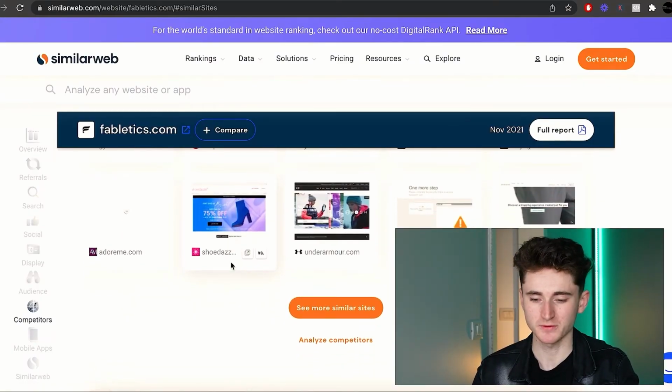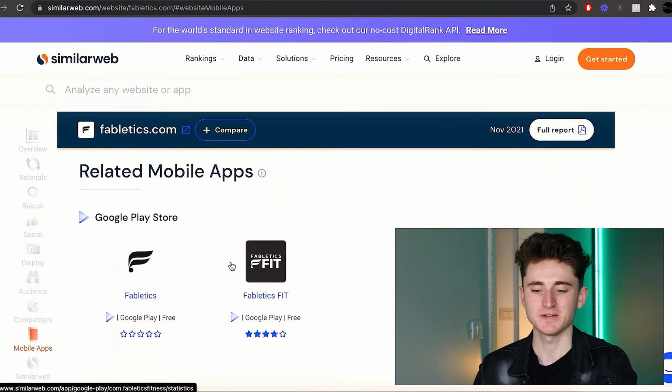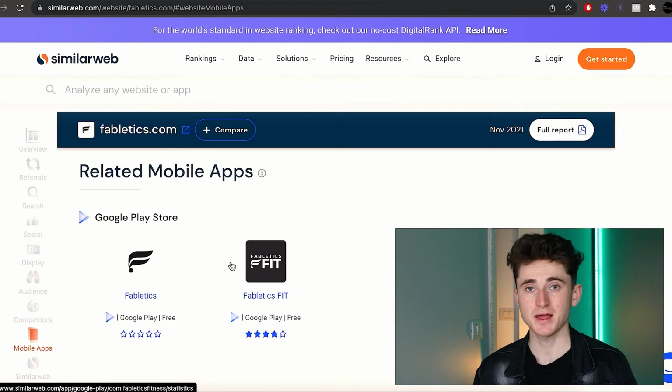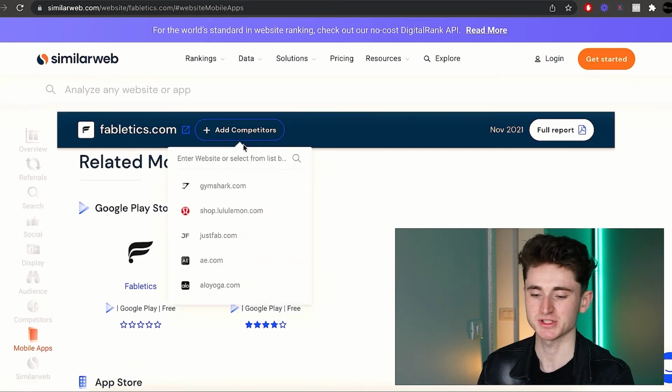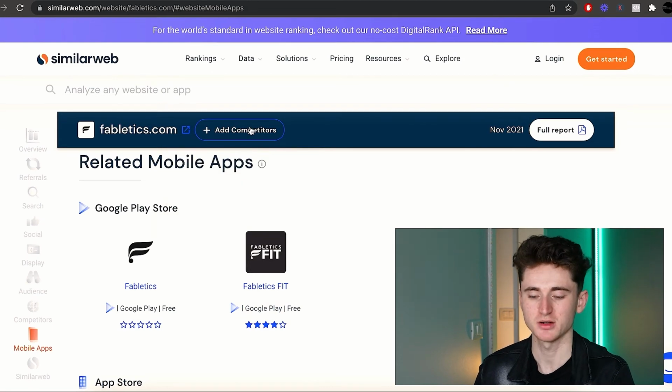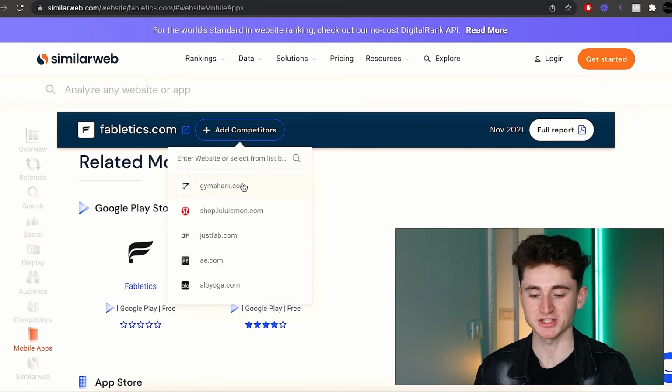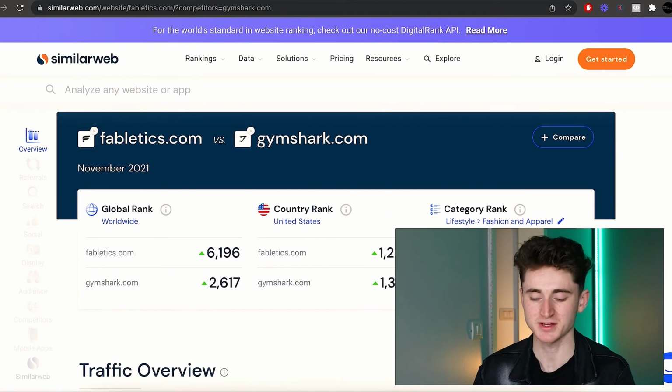And when we scroll down further, we will find even related mobile apps. Now, the biggest brands also have their apps, so you can have another ad set targeting the apps themselves. And on top of it, you have here an option to compare the brands. So if you click here on add competitors, you can select one of them, let's say Gymshark, and you can see here which one is the best in terms of their traffic, in terms of their ranking, and then take more notes from the brand with better results, so you can position your brand as one of the top brands in your industry.